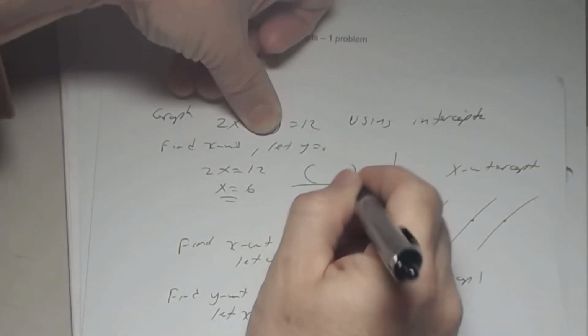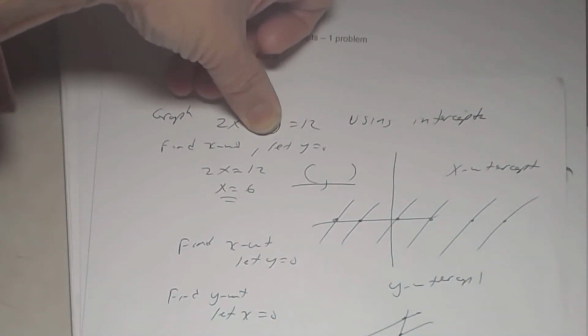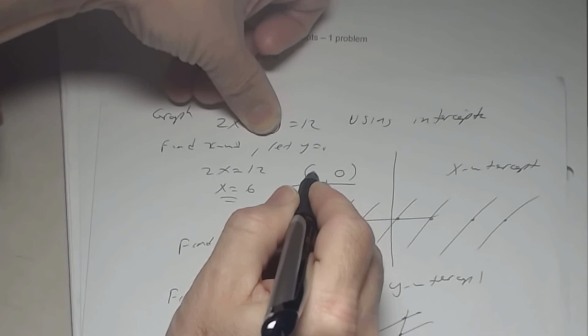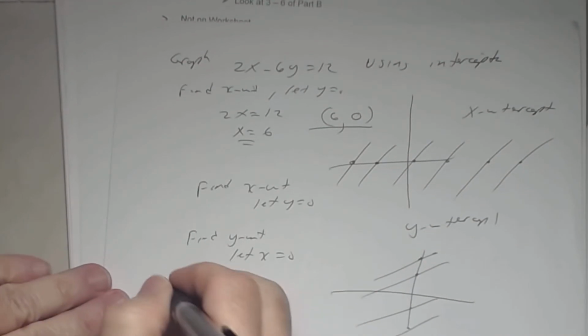That's where the graph is going to cross the x-axis. But it's going to ask you to write it as an ordered pair. So as an ordered pair, 6 comma 0. Because remember, to find the x-intercept, y had to be what? 0. And so what's x? 6. That's your ordered pair, one of your points.